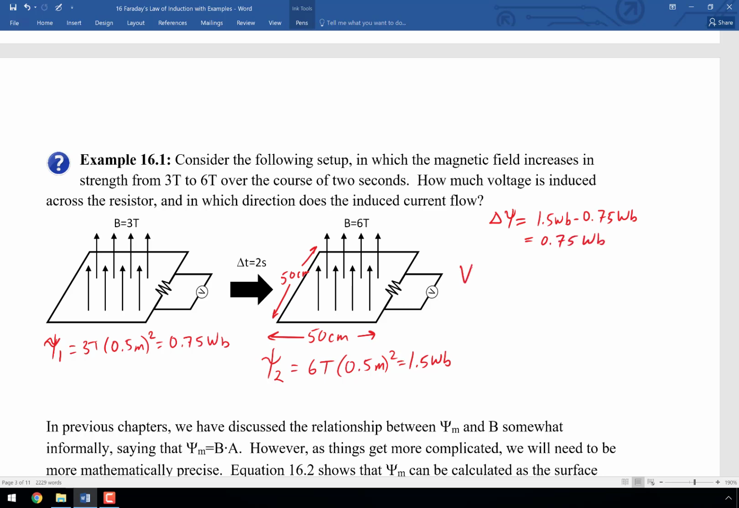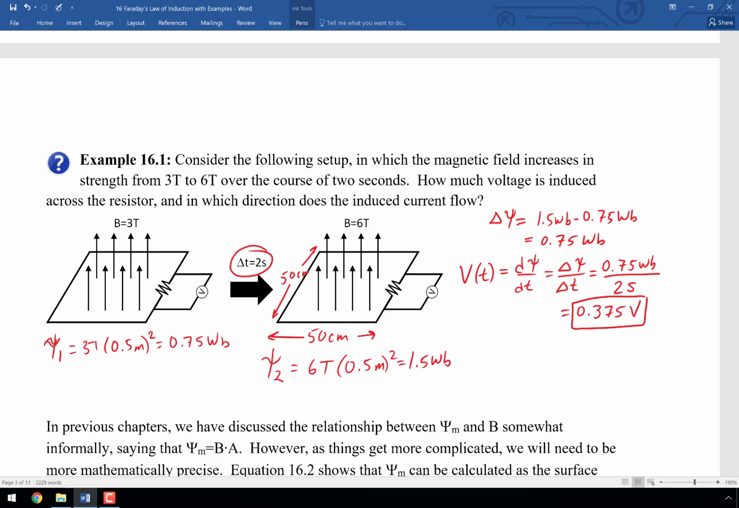I'm going to say that V of t then is going to be equal to d psi dt, and because here we don't have instantaneous changes, it's an average change, this is going to become delta psi over delta t. That should be delta t. Then this is going to be 0.75 Webers over the course of 2 seconds. So here we see that delta t is 2 seconds. So this gives me 0.375, and I could write it as Webers per second, but the correct units that I would use are volts. So 0.375 volts.